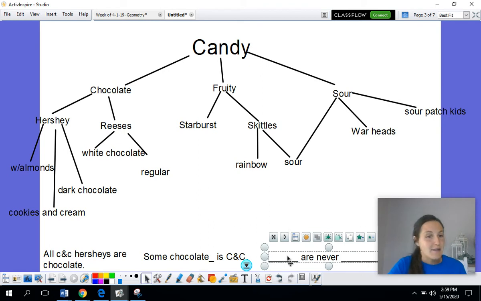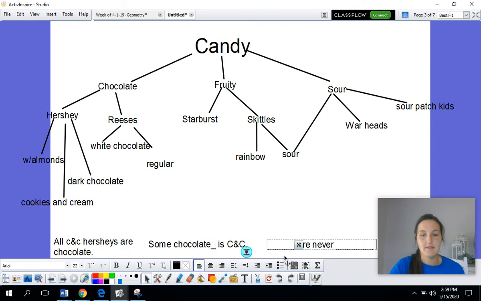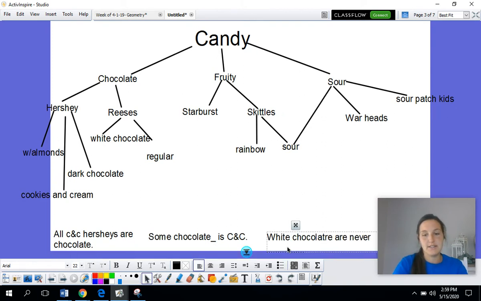So a statement I can make here is, I'll put white chocolate Reese's are never sour. And I can show you that on this hierarchy right here. White chocolate Reese's has no connection to the sour. There is no line that leads over here. And obviously common sense, I know that a white chocolate Reese's is not sour. It is sweet and yummy, okay?